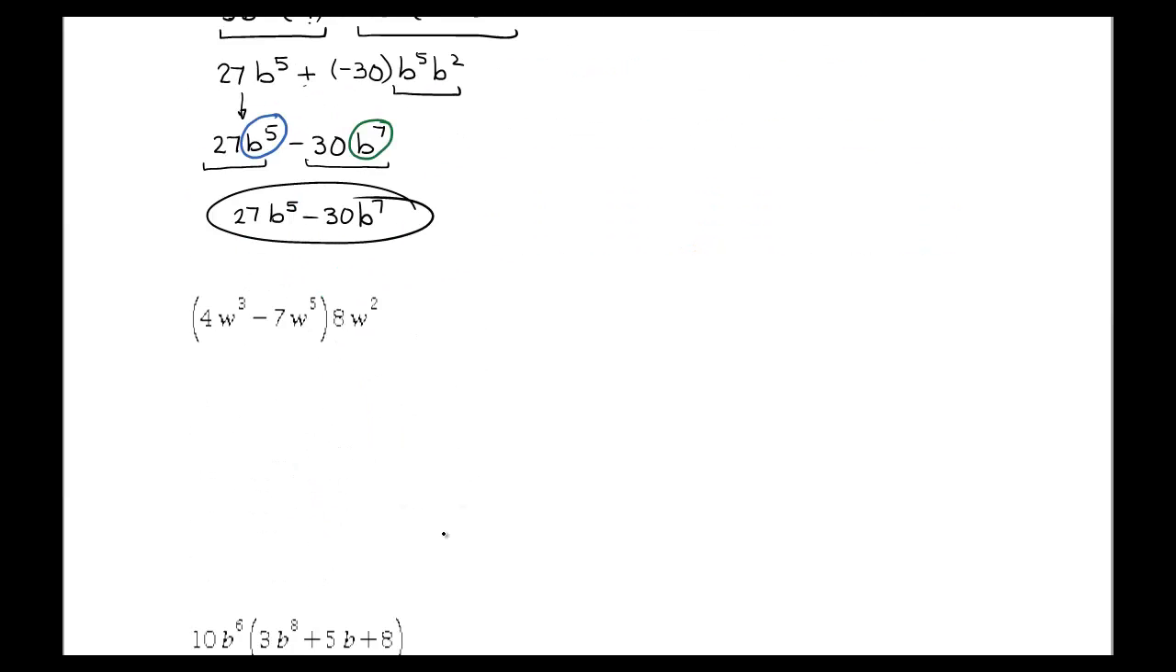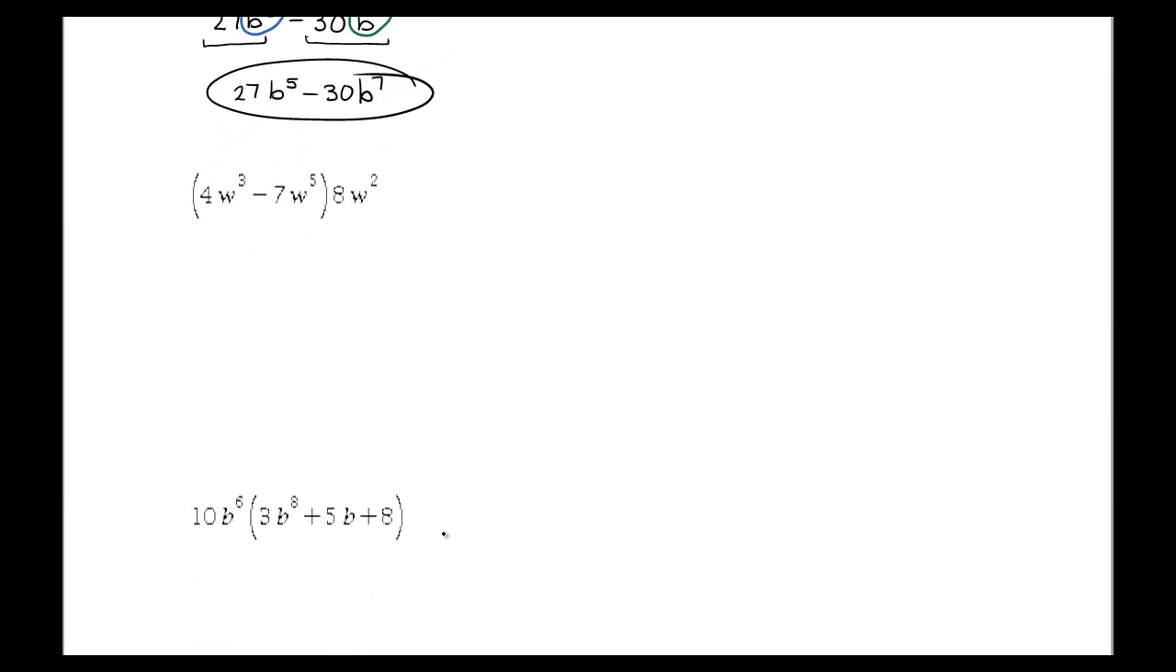And that's my final answer. Okay, let's try another one. In this next problem, I have a monomial out here. I'm just going to go ahead and rewrite this, and I can move it. Remember, multiplication is commutative, so I could rewrite it as 8w squared. I'm going to bring that out front. I tend to like to keep my monomials out front. And times 4w cubed minus 7w to the fifth.